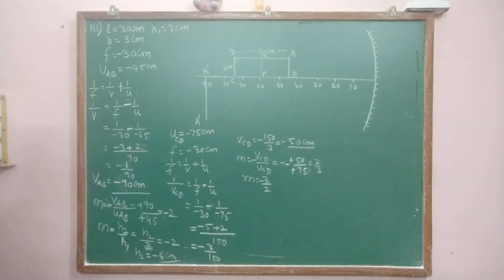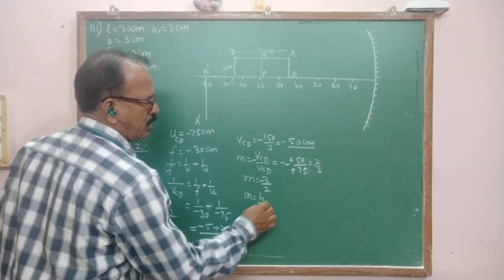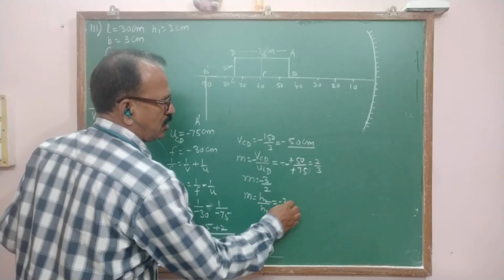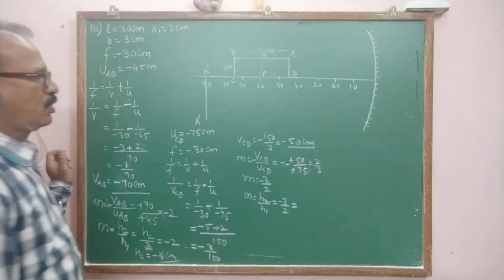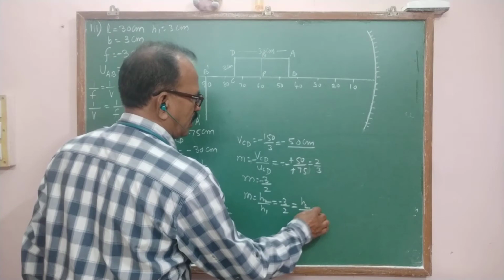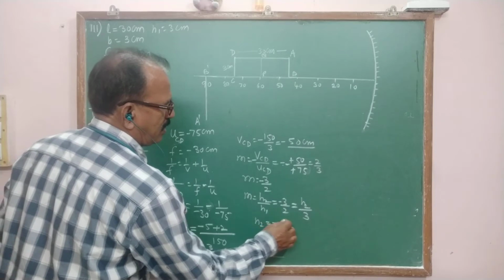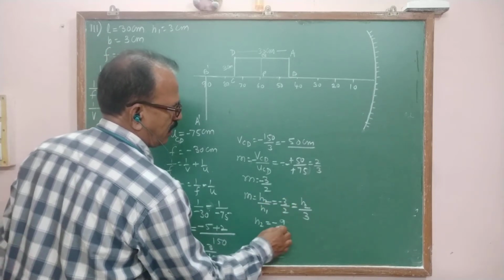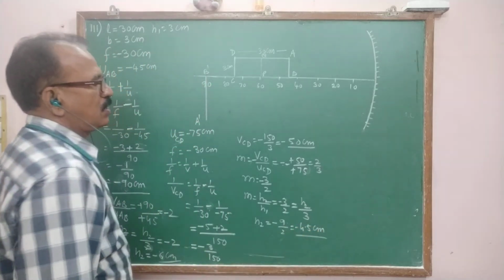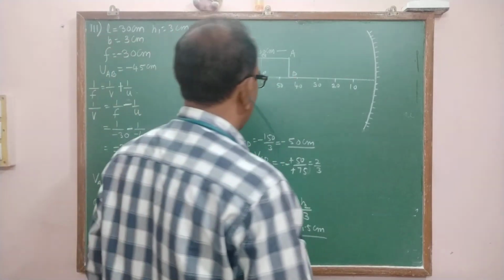Again magnification is equal to H2 upon H1. So that will be equal to minus 3 by 2, and H2 we have to find out, H2 upon H1 where H1 is 3 centimeter. So H2 is equal to minus 9 by 2, that is equal to minus 4.5 centimeter. So at 50 centimeter distance and 4.5, like this.